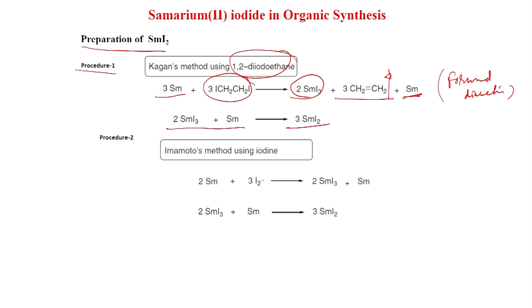Inanaga method, here he actually used iodine. So, samarium plus 3 I2 gives 2 SmI3 plus samarium. Similarly, the second step is the same, 2 SmI3 plus Sm gives 3 SmI2. So, this is actually the same, 3 SmI2 is formed here.